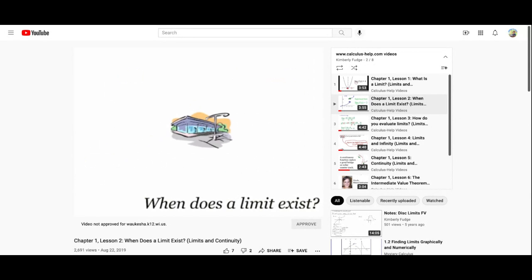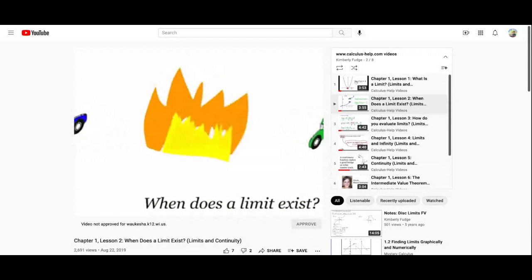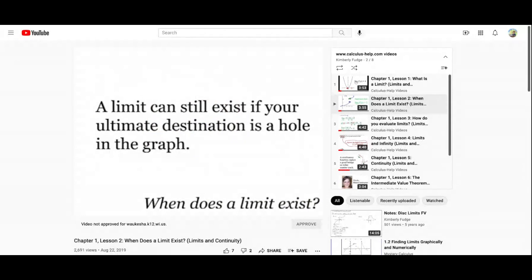Now, let's go back to our diner example one last time. Let's say we're traveling towards the diner. We both arrive at the same location, but the diner isn't there. Maybe it's caught fire or something. Does that mean the limit doesn't exist? The truth is, the limit will exist even if the diner's not there, because you still arrived at the same place.